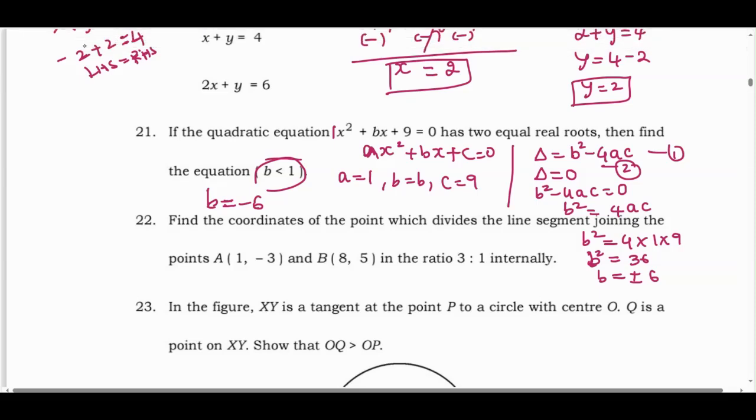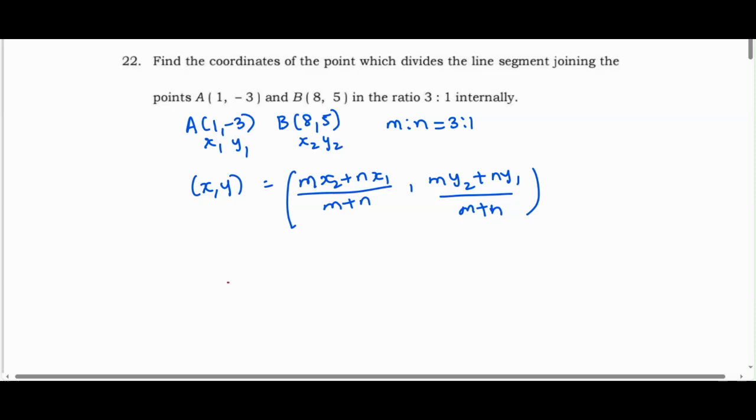The next question is: find the coordinates of the point which divides the line segment joining the points A and B in the ratio 3 is to 1 internally. A is x1, y1 and B is x2, y2, and m is to n is the ratio, which is given as 3 is to 1. Internally means we have a formula: the coordinates of P, x comma y, will be m into x2 plus n into x1 divided by m plus n, comma m into y2 plus n into y1 divided by m plus n.